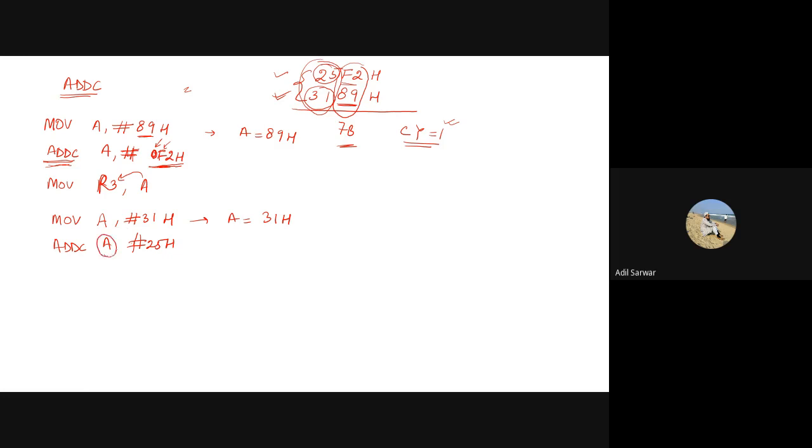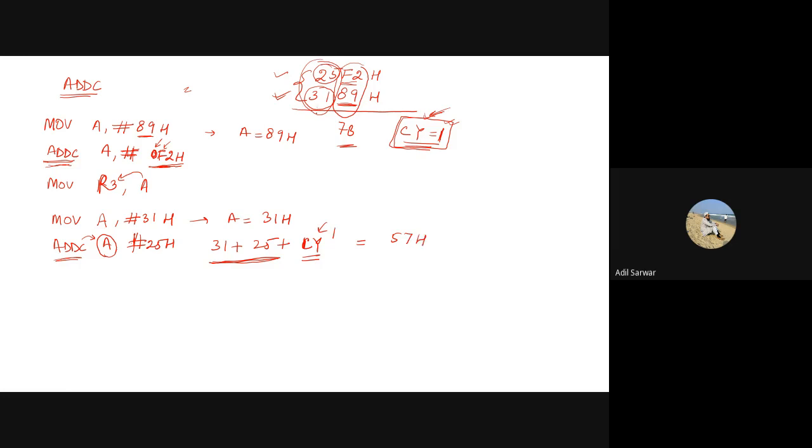the result is stored in A along with the carry. If there is any carry, that carry is added to the addition of these two numbers, and it is identified by CY. If CY is set in the earlier operation, when we added F2 and 89, the carry flag was set, so CY was now carrying 1. So this instruction ADDC adds 31 with 25, and it also adds the carry flag content. If it is 1, then 1 also gets added to this sum. And the total comes out to be 57H.